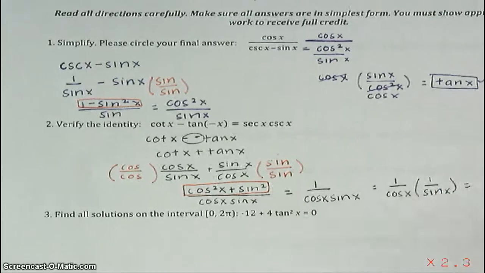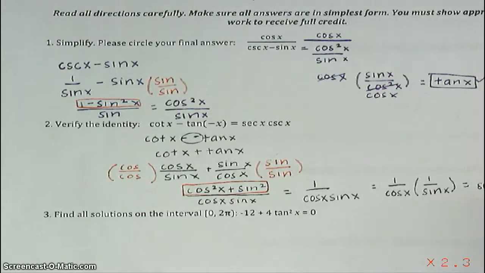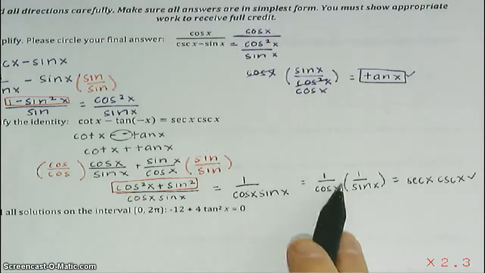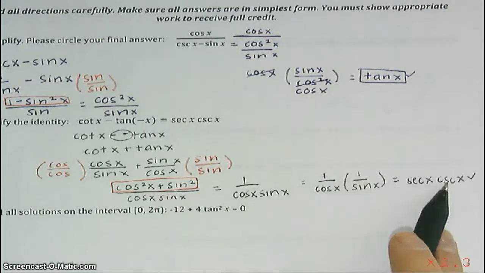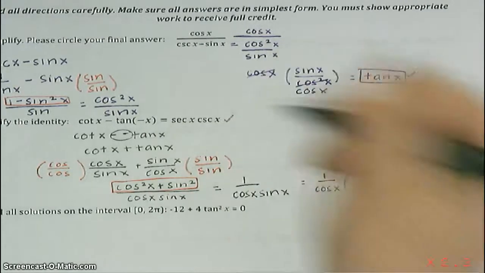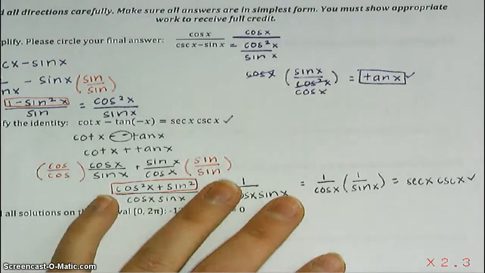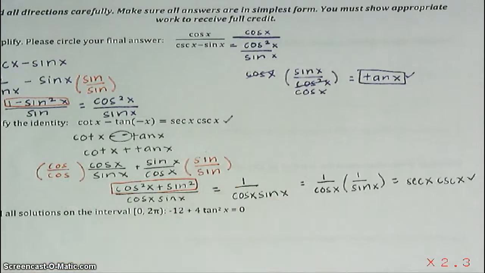And 1 over cosine is secant. 1 over sine is cosecant. And there you go. Sorry. 1 over cosine is secant, 1 over sine is cosecant. And that's what you're looking for. Again, maybe stop the video, get a separate sheet of paper, try this one on your own, see if you can end up with the same thing.